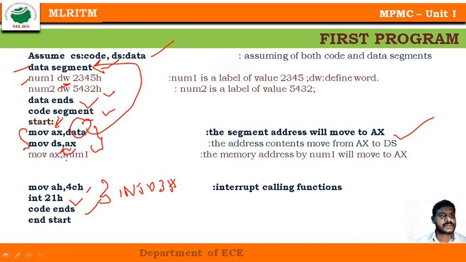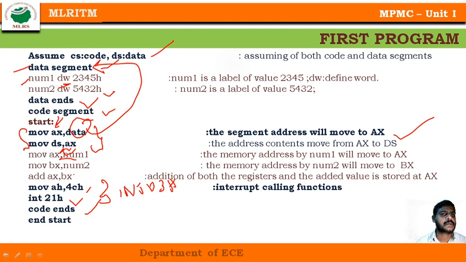Then I am moving num1 into AX and num2 into BX. I am adding the two numbers. So this is my program and my result will be in AX. These are the procedures to write your program, depending upon the logic. If I want to initialize the data segment, I can initialize it. If I don't want to initialize the data segment, I can write without a data segment.